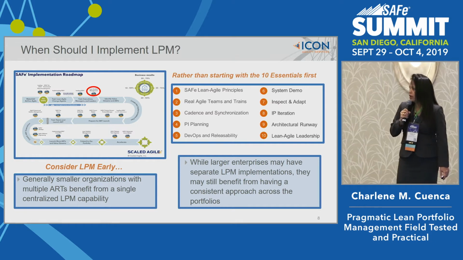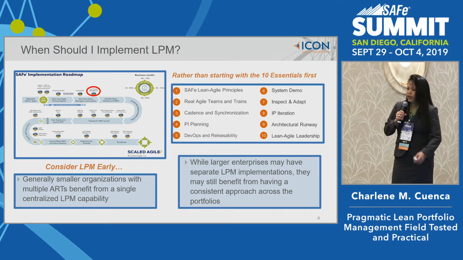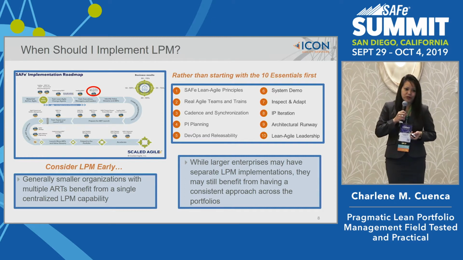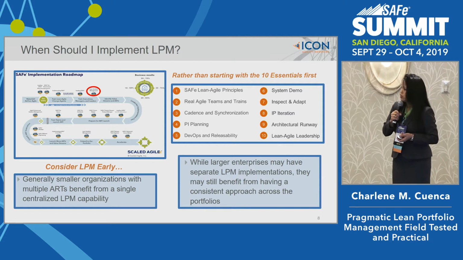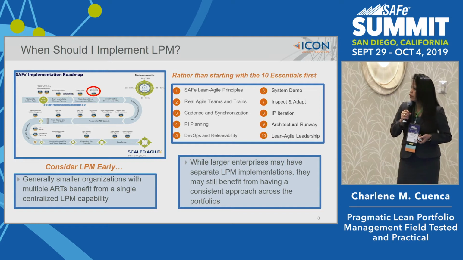Even though you might not be using all of them out of the gate, at least start to look at a flow-based process, limiting WIP, making everything visible so that you can have the right information to make the trade-off decisions you need to make with leadership.